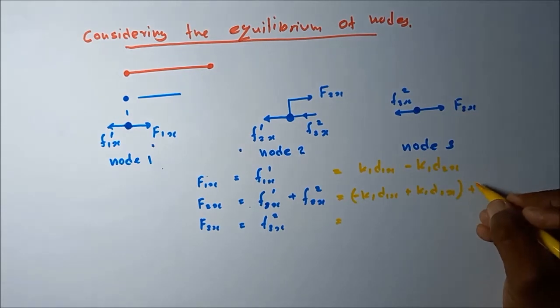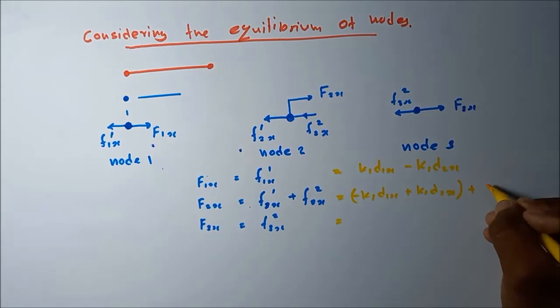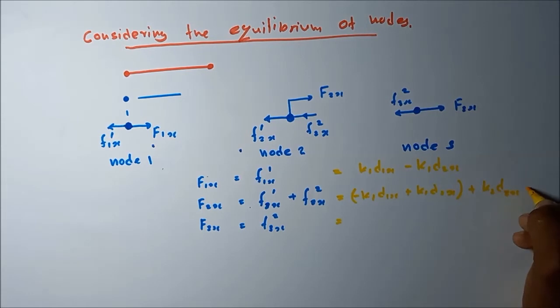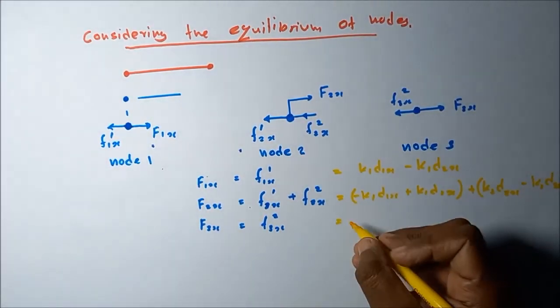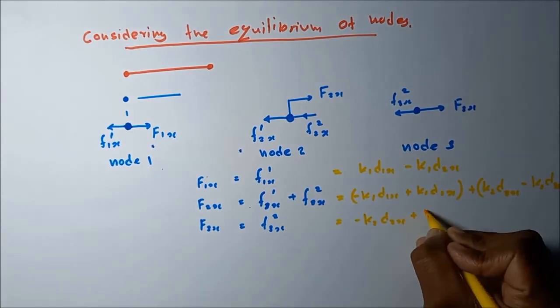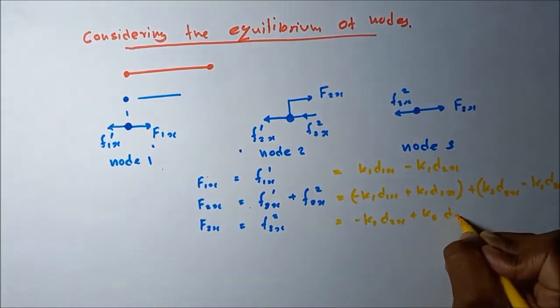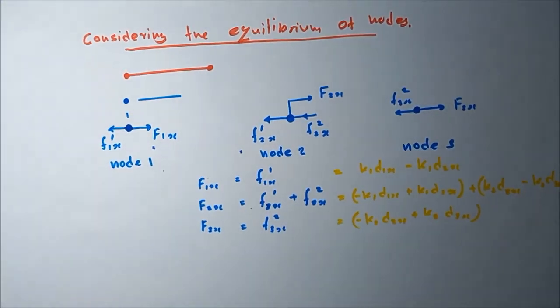For the next one, F2x2 is k2 d2x minus k2 d3x. For F3x2, it is minus k2 d2x plus k2 d3x. Then we can write the equilibrium equations by considering the equilibrium of the nodes in this kind of manner. So now we are having the three equations.